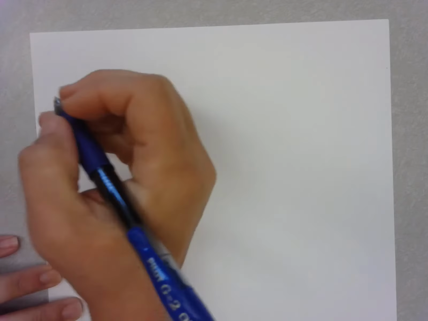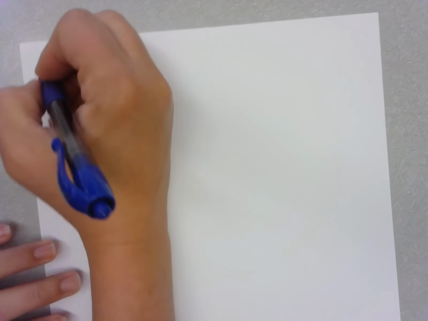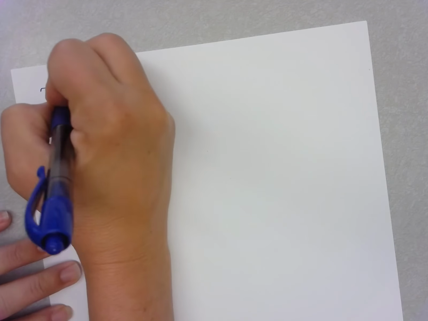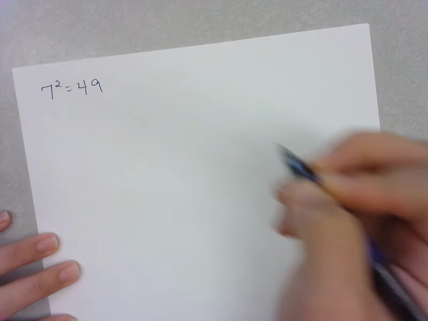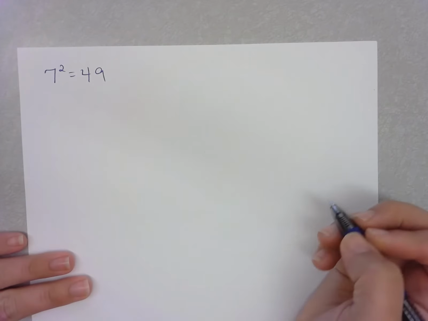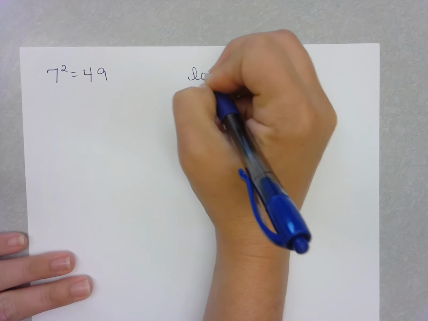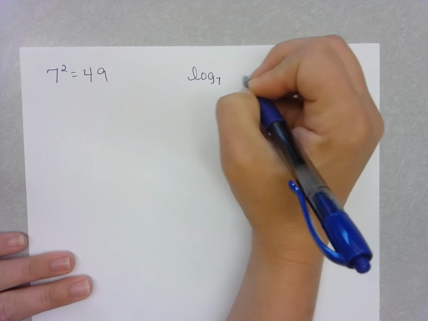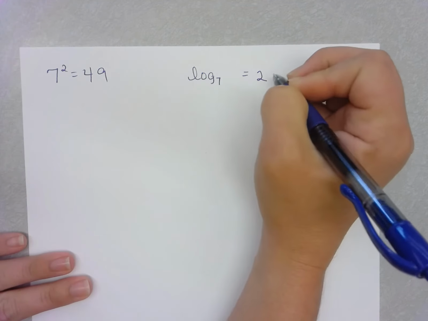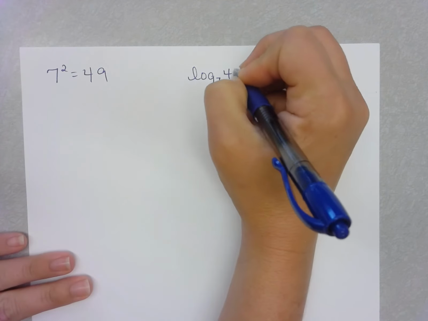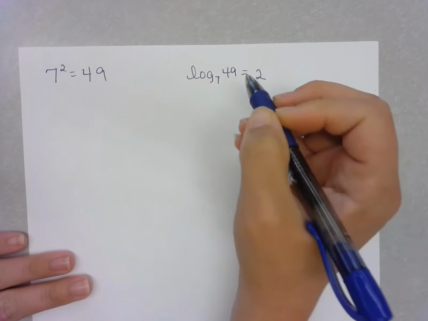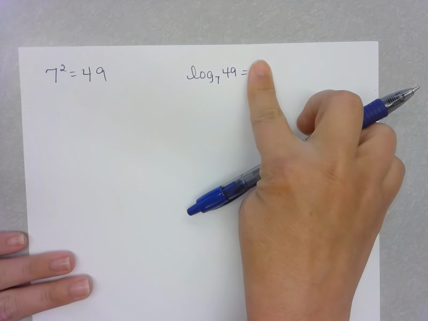Okay, so let's do some more exponential forms. So I have 7 squared equals 49. I'm just going to do a couple more of these because this is kind of awkward. So that would mean I would have log base 7 of 49 equals 2. It's always equal to the exponent. So if I hadn't been given the 2, this question would be asking me 7 to what power equals 49.